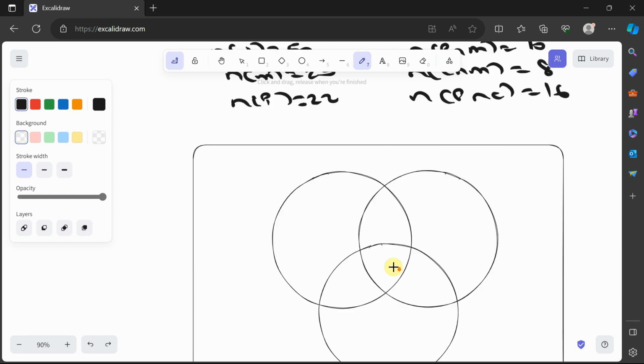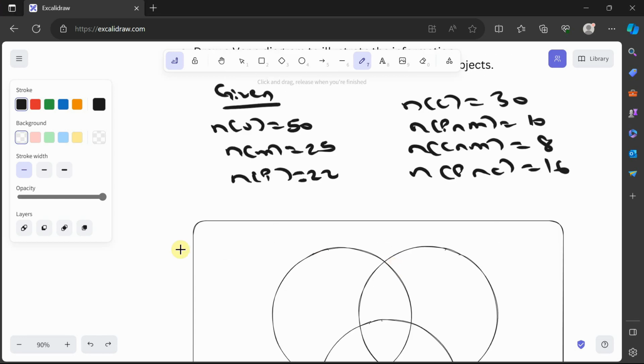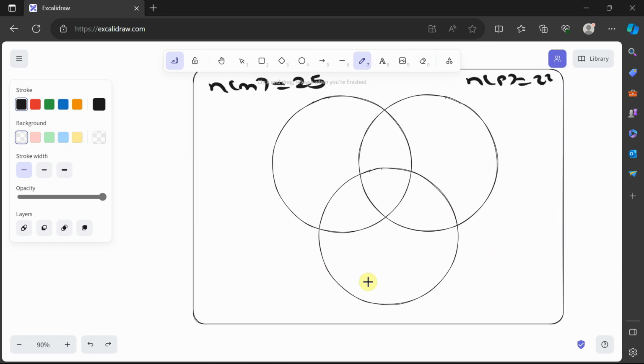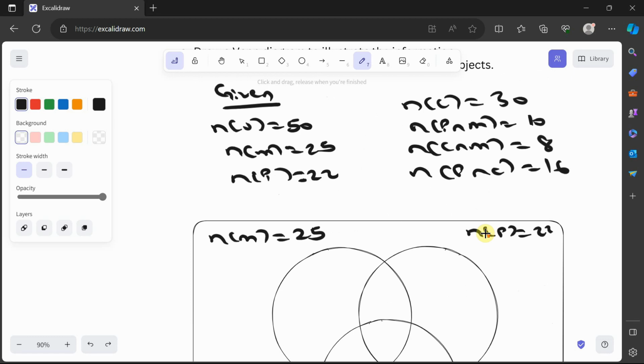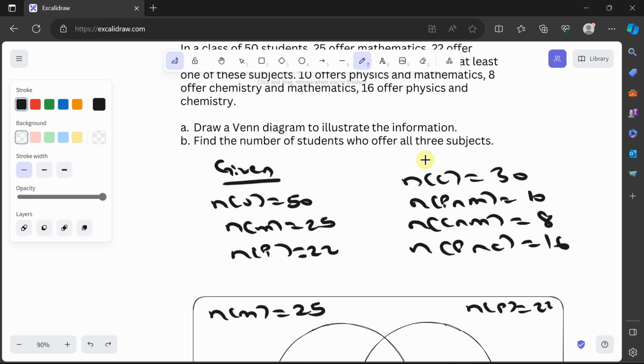If this is a Venn diagram, let's represent what we have. This is n of m, which is equal to 25. This is n of p, which is equal to 22. And this is n of c, which is equal to 30. Now, what else do we know? We were told about the intersection of all three. Were we given the intersection of all three? No. So that's what we're told to find.